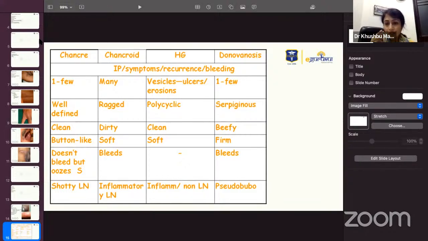So if you feel the chancre, you can actually feel it. You can feel that rubbery consistency. It has induration at the base. So it has a button-like ulcer and shorter lymph node.